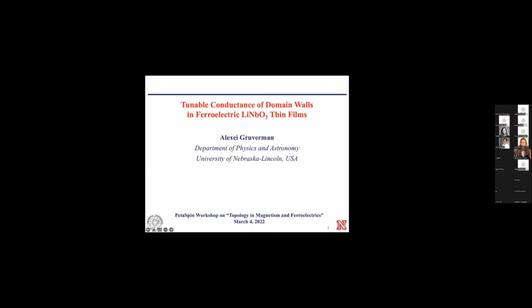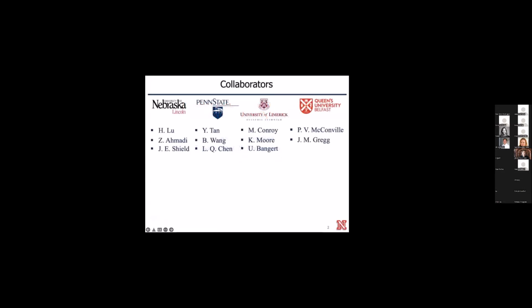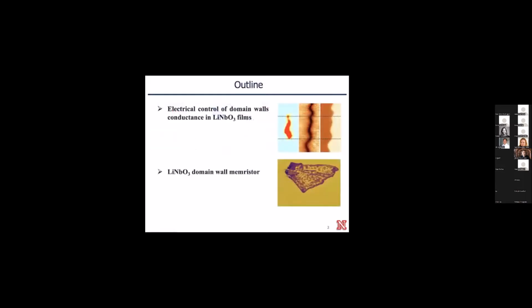So this project has been carried out in collaboration with several groups from Penn State, University of Limerick in Ireland, and Queen's University in Belfast in UK. So I will consider two main aspects in this presentation. First, domain wall conductance, how it could be tuned, and second, how it can be used in application for working electronic devices, specifically domain wall-based memristors.